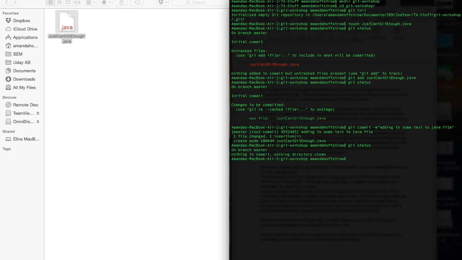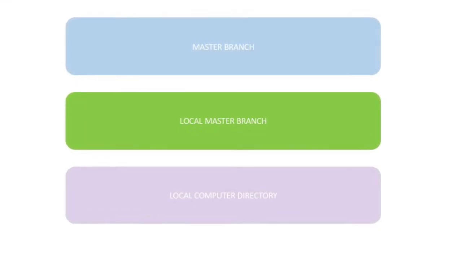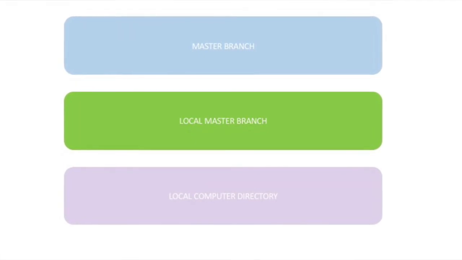We type git status to see that our local computer directory is now clean and everything is added to the local master branch. You can think of the commits as small Lego pieces that are put together one by one to eventually build a bigger project.